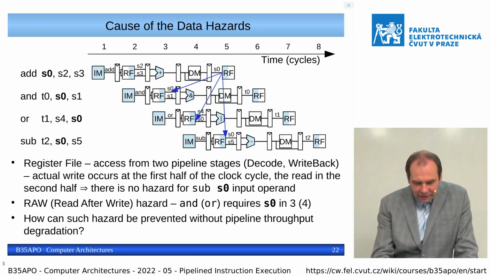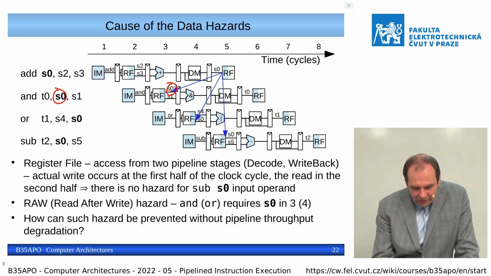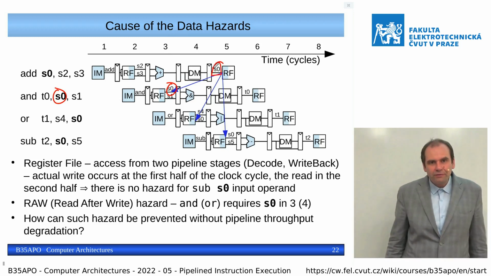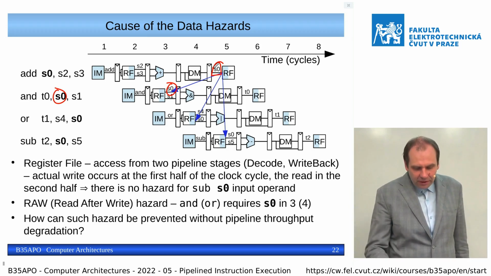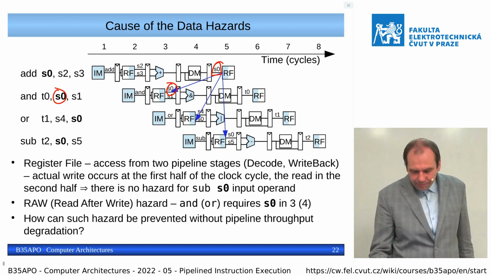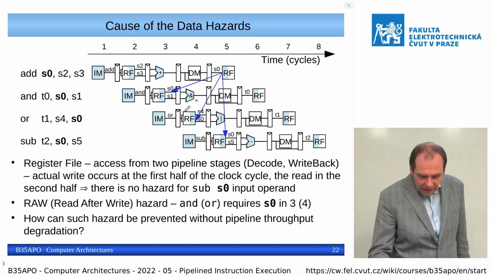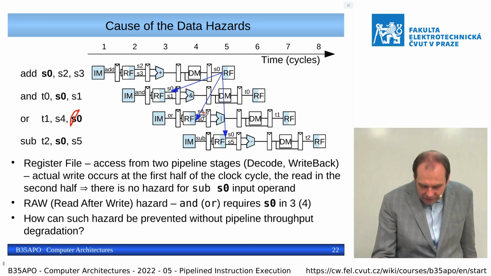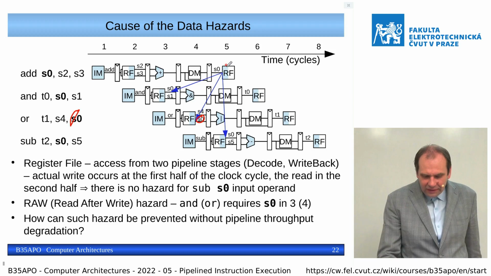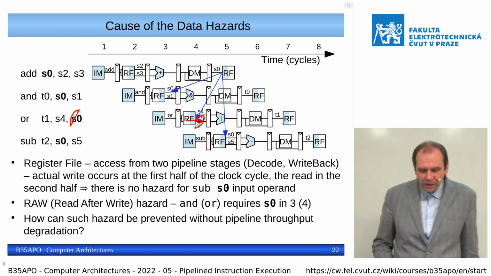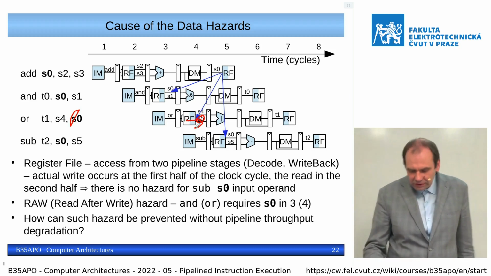So in fact, we need the value of S0 at the 3rd clock cycle, but we have it in the register file in the 5th clock cycle. So we are in trouble now. It is a hazard because we read an incorrect value from the register file. Same for this one. It needs S0 for the second input operand, but S0 is known one cycle later than we have read the value from the register file.